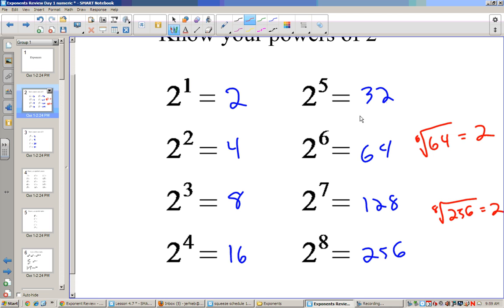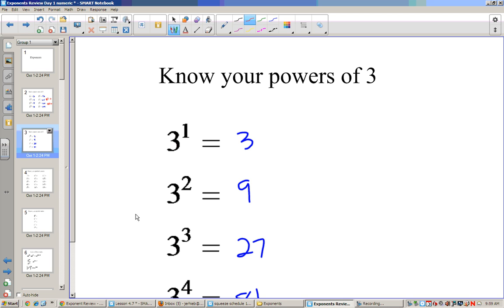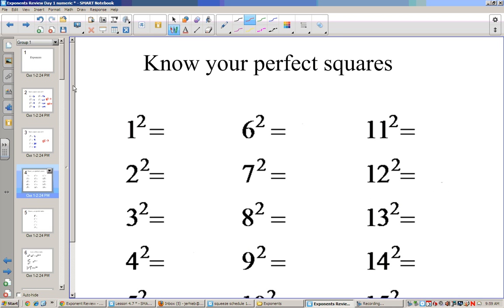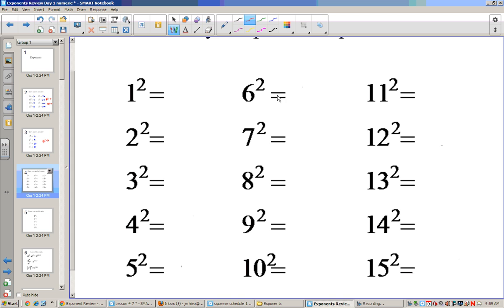So if you don't know these, make sure you're able to go both back and forth for both of these. So if I asked you what the 4th root of 81 is, hopefully you can say that it would be 3. Now your perfect squares, most people have their perfect squares up until 10 at least.